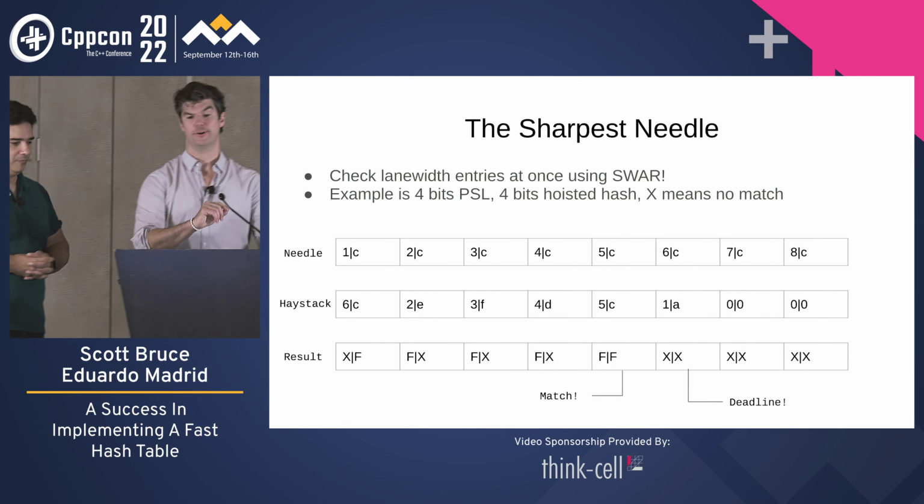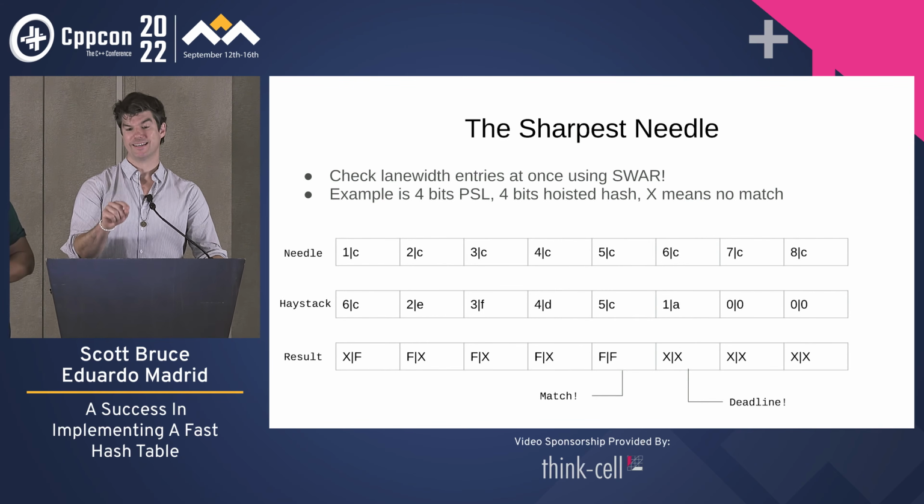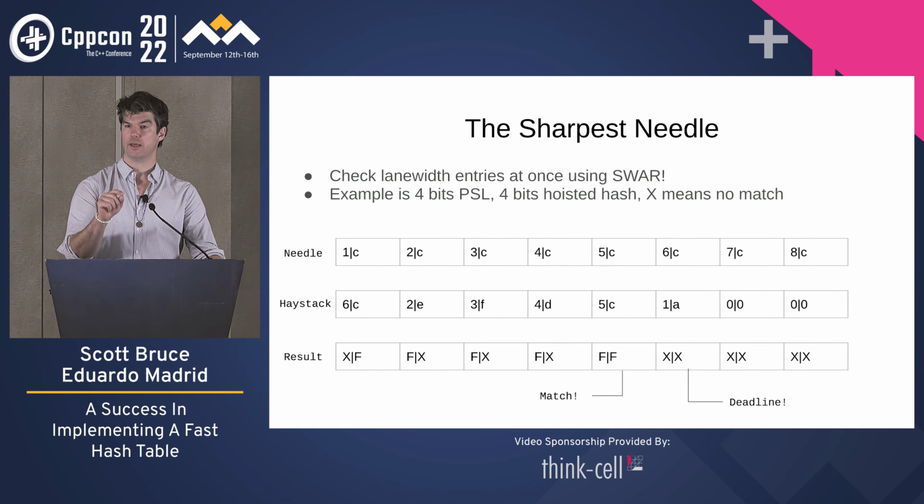Thank you for pointing that out. I should not have forgotten the deadline. If the deadline is not present in this SWAR, if there's no place where the hash table invariant is violated, then we will pull the next SWAR and do this again.